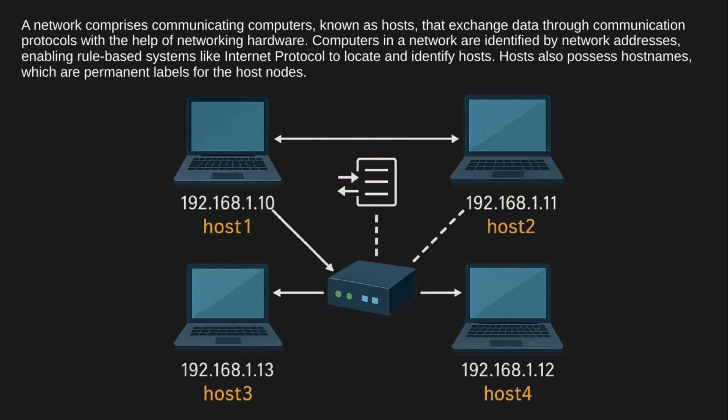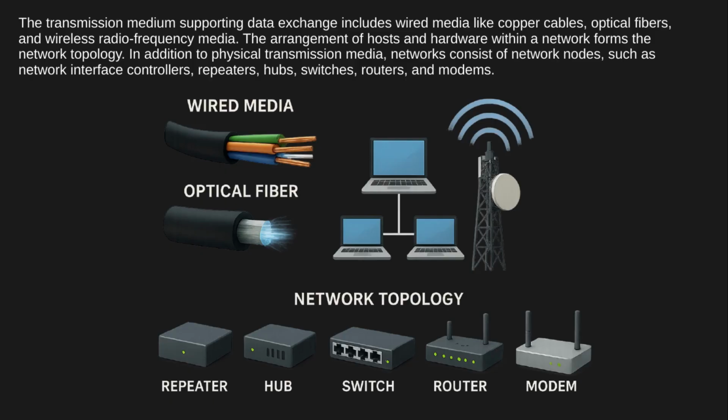A network comprises communicating computers known as hosts that exchange data through communication protocols with the help of networking hardware. Computers in a network are identified by network addresses, enabling rule-based systems like Internet Protocol to locate and identify hosts. Hosts also possess host names, which are permanent labels for the host nodes. The transmission medium supporting data exchange includes wired media like copper cables, optical fibers, and wireless radio frequency media.